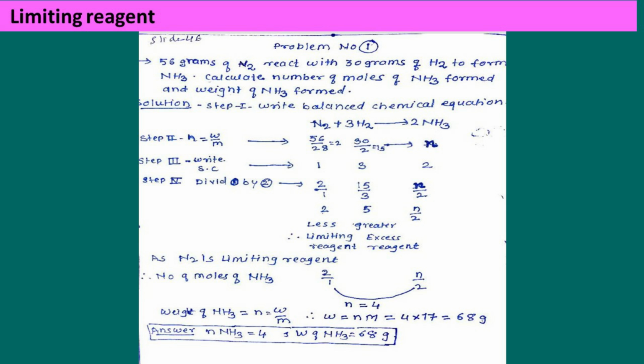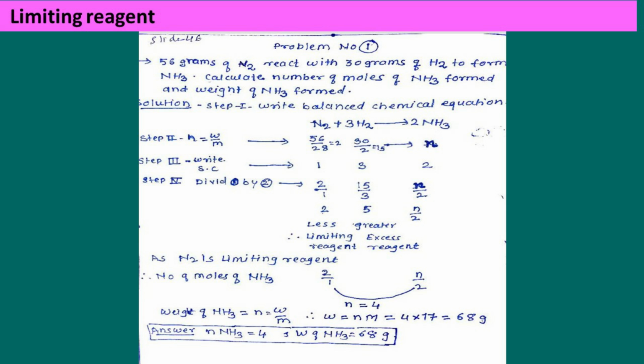Step 5. As nitrogen is limiting reagent, so number of moles of NH3 is. Now take these two ratios, ratio of nitrogen and ratio of ammonia. Why we have to take here ratio of nitrogen? Because the nitrogen is limiting reagent. So 2 upon 1 is equal to N upon 2. So N is equal to 4. So number of moles of ammonia is 4.